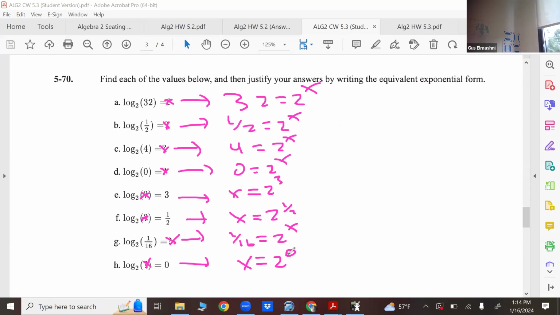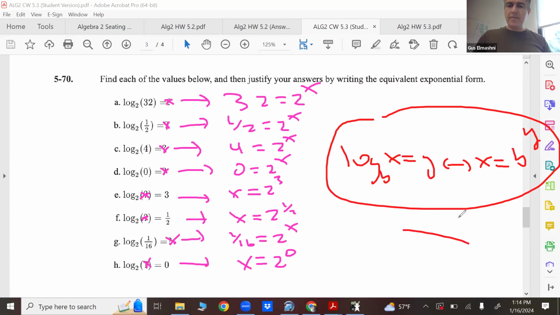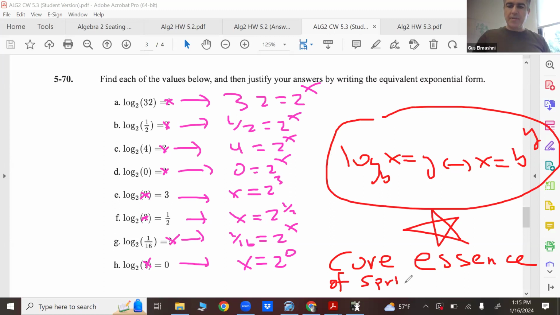So every single time we do this, we generally write like this. This is the big drum roll moment, actually, to be honest with you. Log base b of x equals y is the same thing as x equals b to the y power. I know it's a little confusing because I'm using x on the other side, but this right here is the core essence of Algebra 2. What is log?